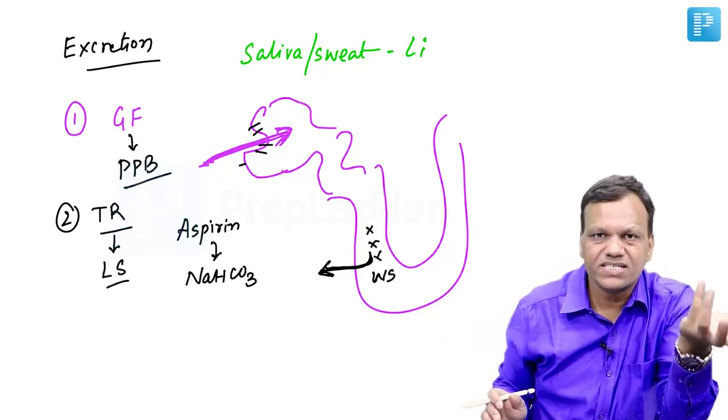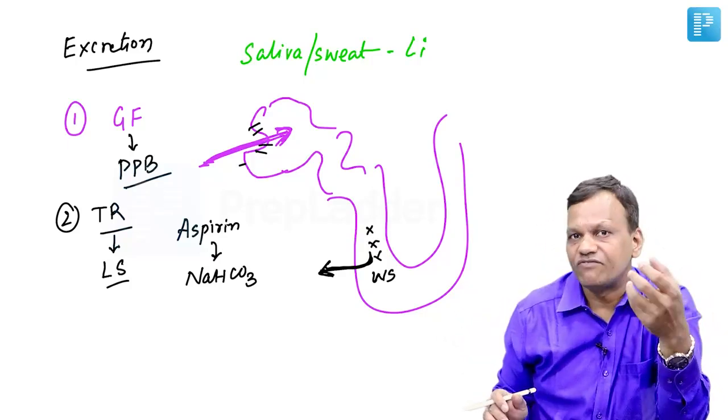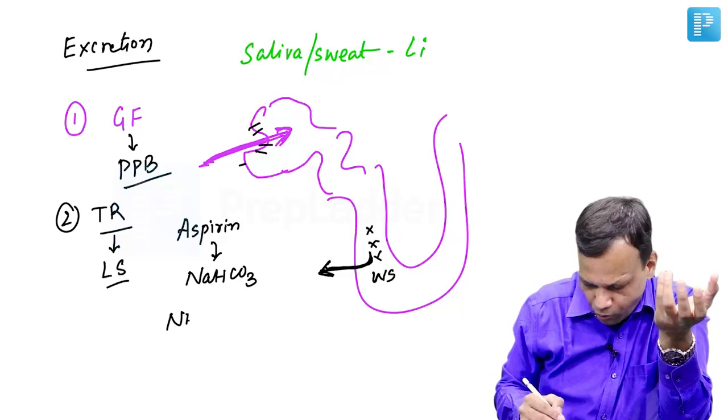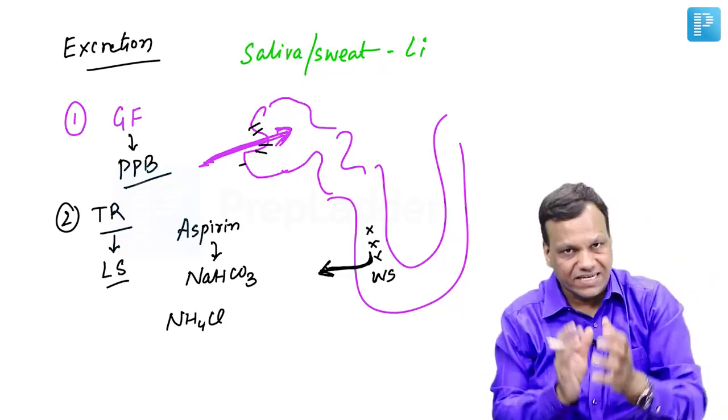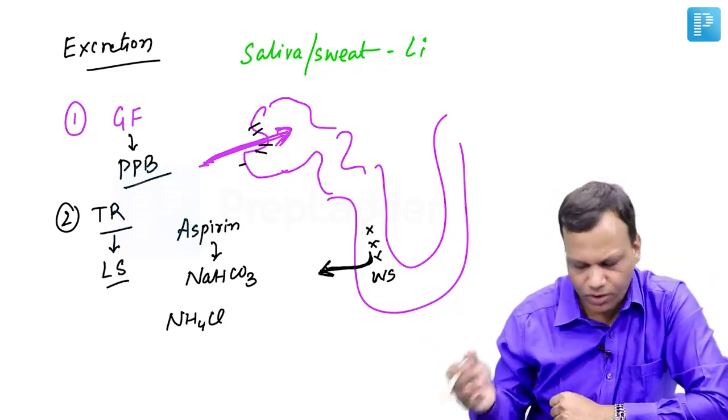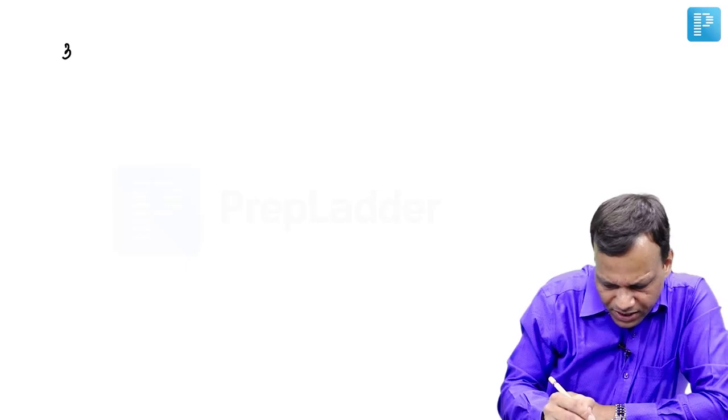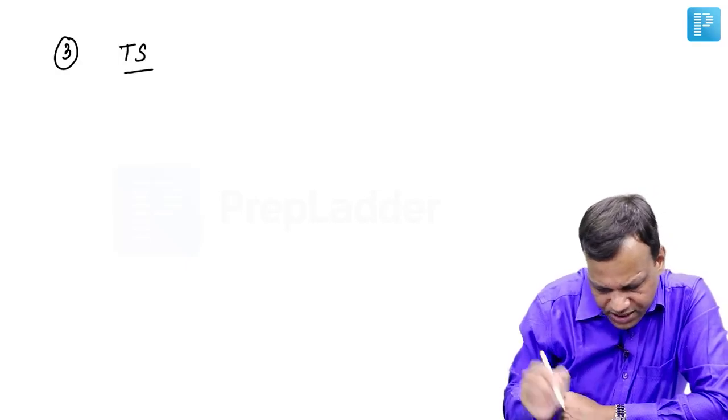The opposite is done for basic drug. In basic drug poisoning like amphetamine poisoning, we give ammonium chloride that will make the urine acidic, so the drug will be excreted. Okay. Then the last parameter in excretion is tubular secretion.